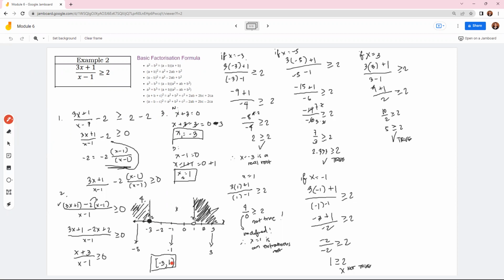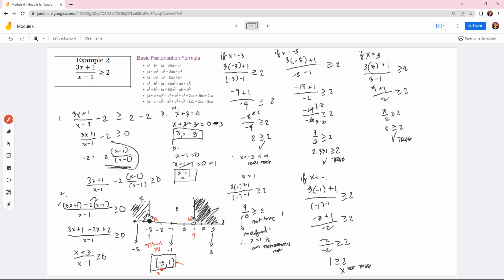-3 is a real number and it is our real solution, and we have an extraneous root at x is equal to 1. So both of these are the critical points, except one of them is a real number and one of them is an extraneous root. If this is your solution, this is how we plot it.